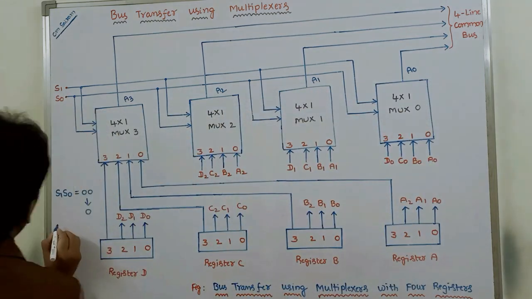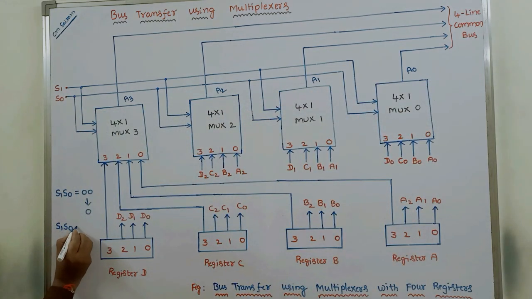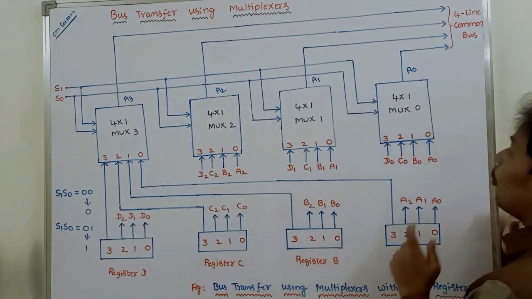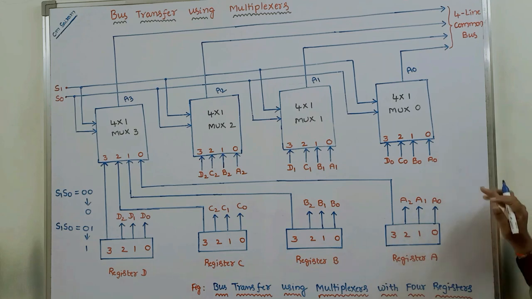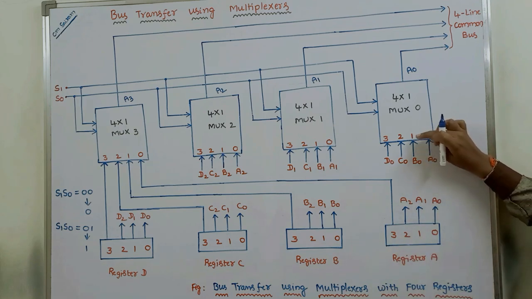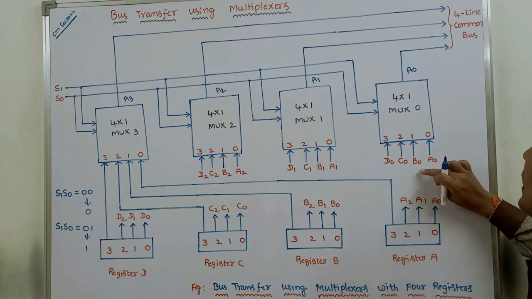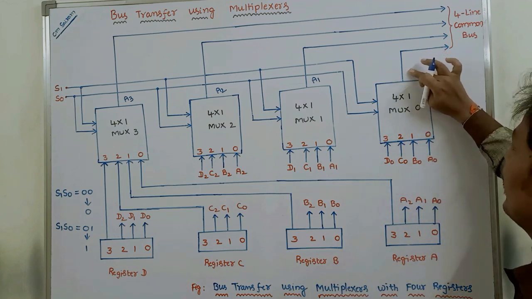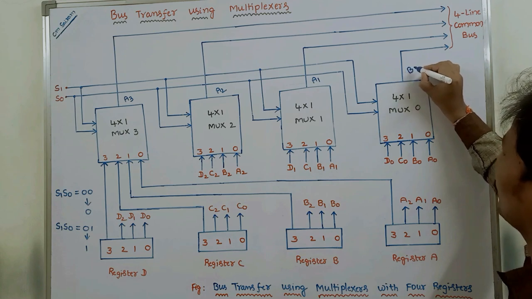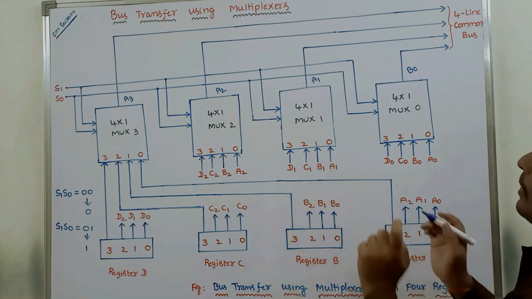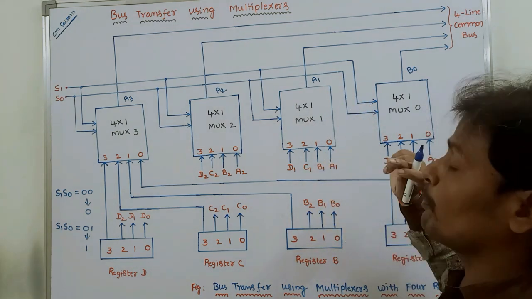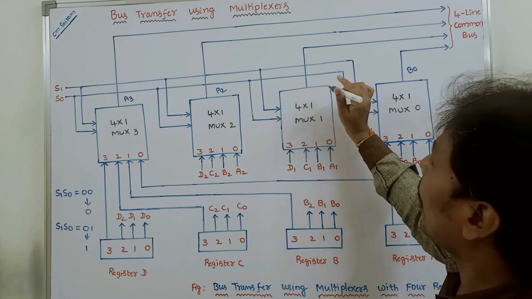Next one, S1, S0 equal to 0, 1. What is the decimal equivalent value? 1. We have to select the 1 data input of each and every multiplexer. Here, we select the 1 data input, that is B0, connected to the output line. Here, we are getting B0 output. Here we select the 1 data input, that is B1. B1 is connected to the output line.